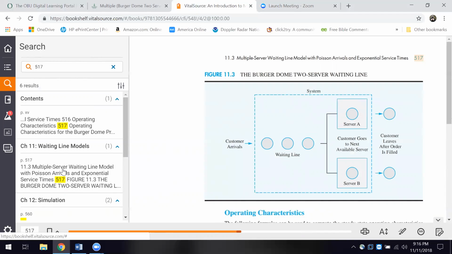And as I said before, this queuing theory, it would be an entire course if you were getting a degree in management science or operations research. People tend to put the two of them together, but they're not quite the same. So let's just say if you're getting a degree in management science, you'd have nothing but a course on queuing theory. And here in this situation, this is the Burger Dome. They have a 2-server waiting line.